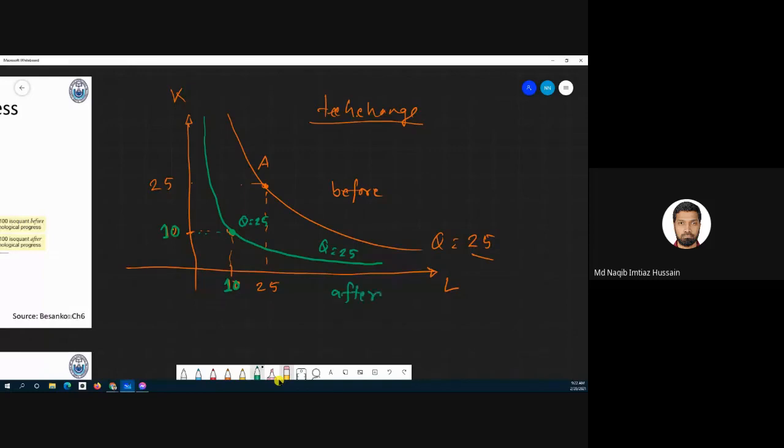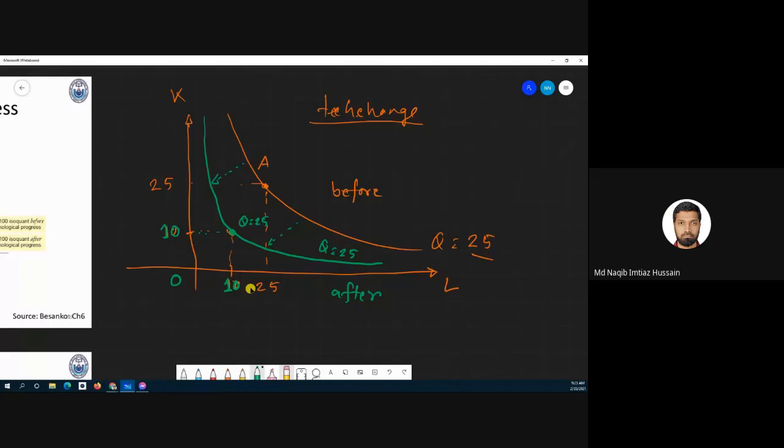After technological change, this isoquant line moves close to the origin. This is the origin. This was the isoquant line before, and this is the isoquant line after. So if technological progress happens, then your isoquant line moves close to the origin. So by looking at the isoquant line before and after, you can easily identify what has happened.